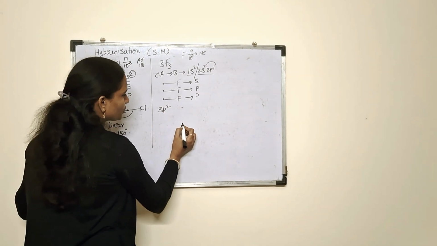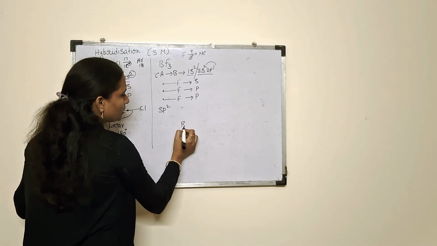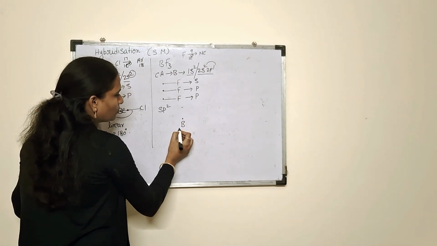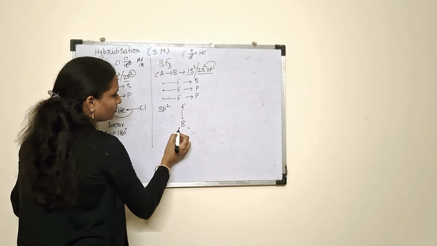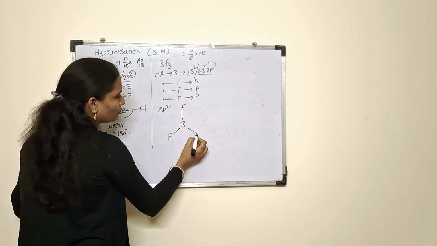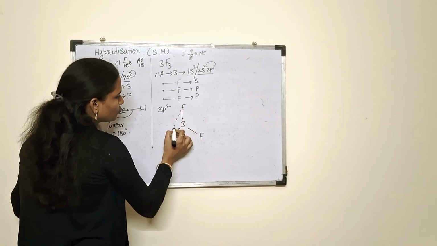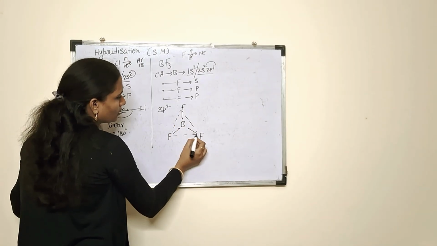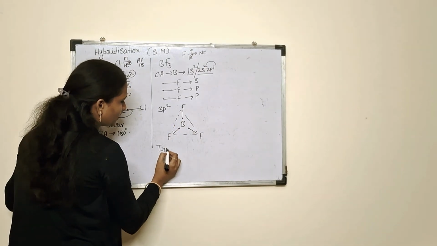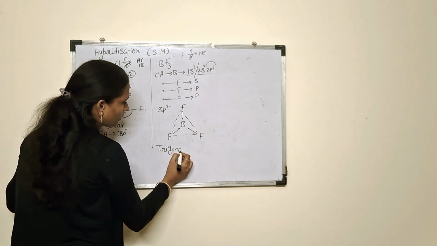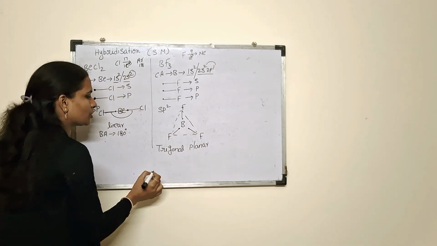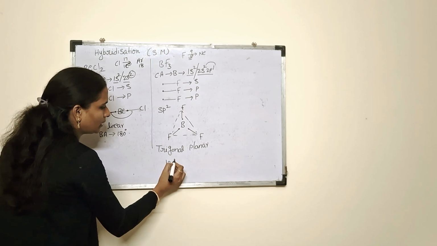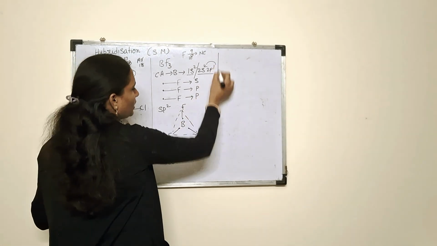Next, observe the structure. Boron is the central atom. Around the boron, how many dots are there? 3 dots are there. Each dot is shared with a fluorine, so totally with 3 fluorines. So what is the shape of this? This is trigonal planar. Trigonal planar shape, and the bond angle is 120 degrees. So this is the BF3 calculation.